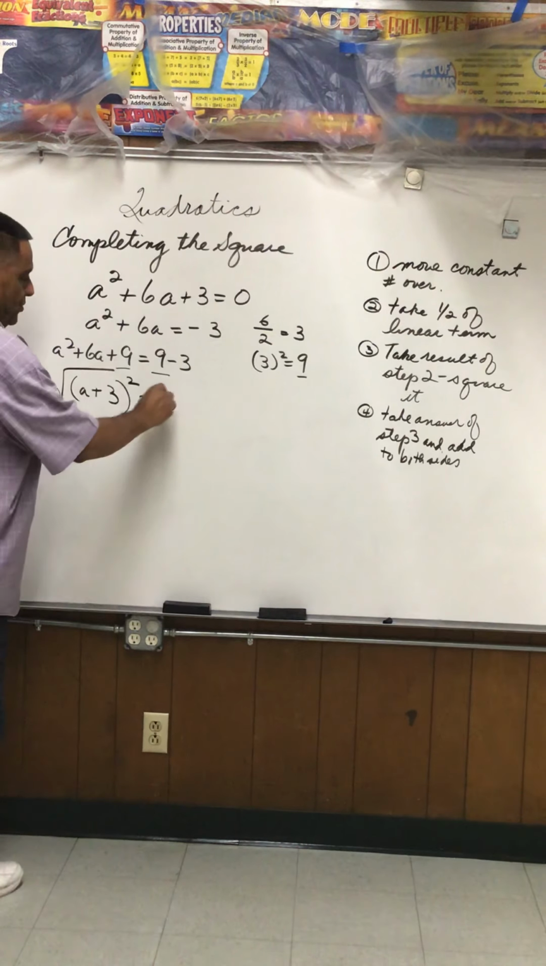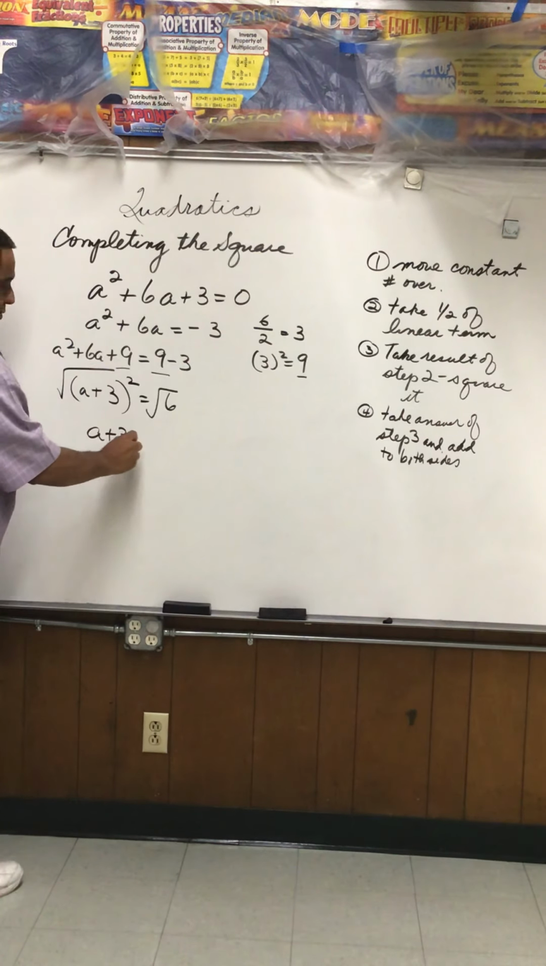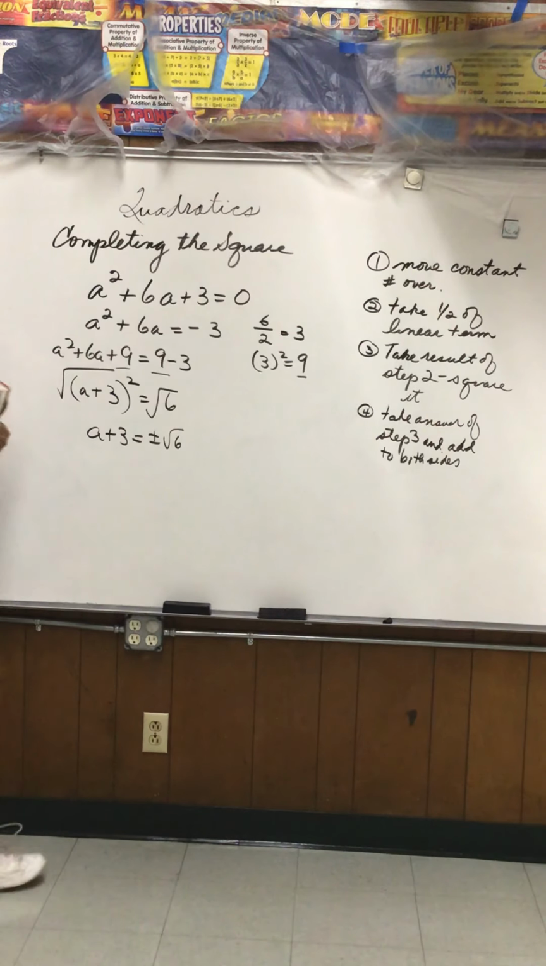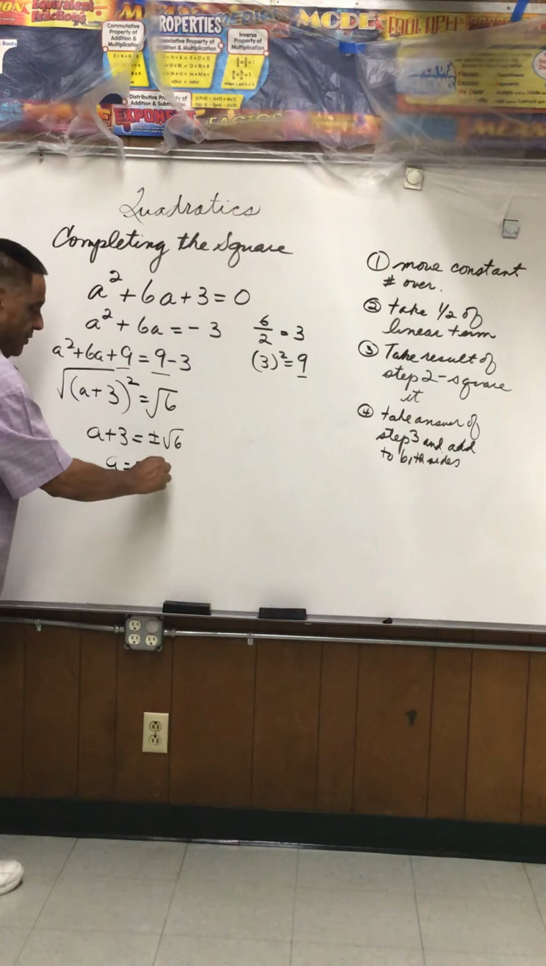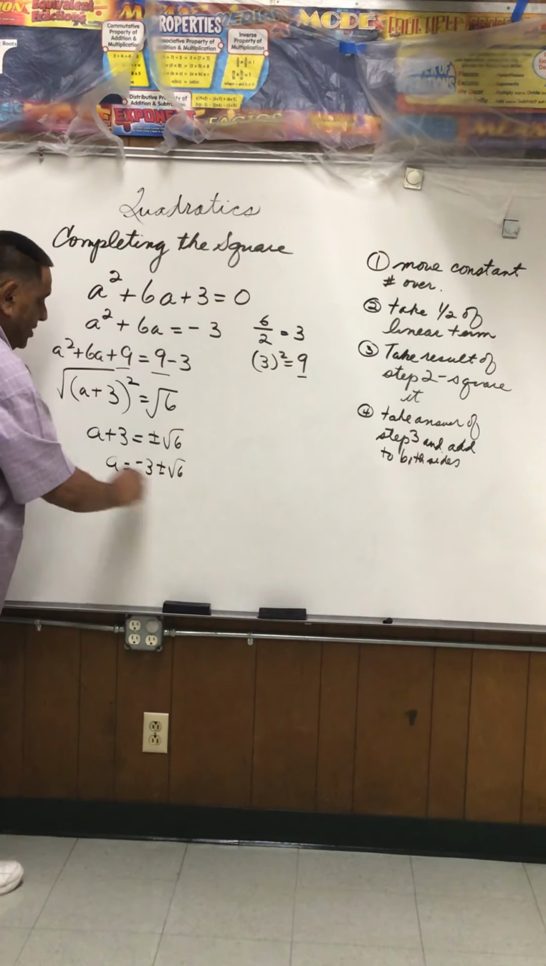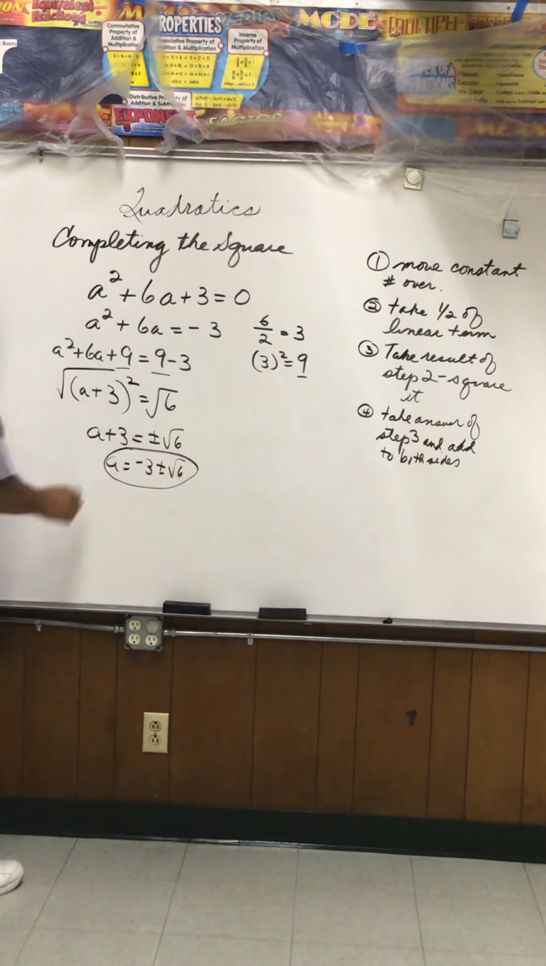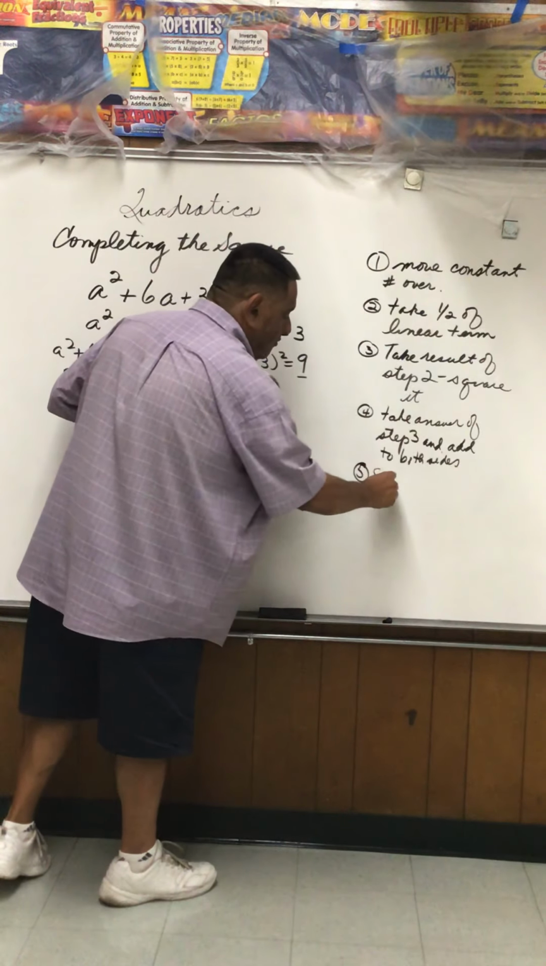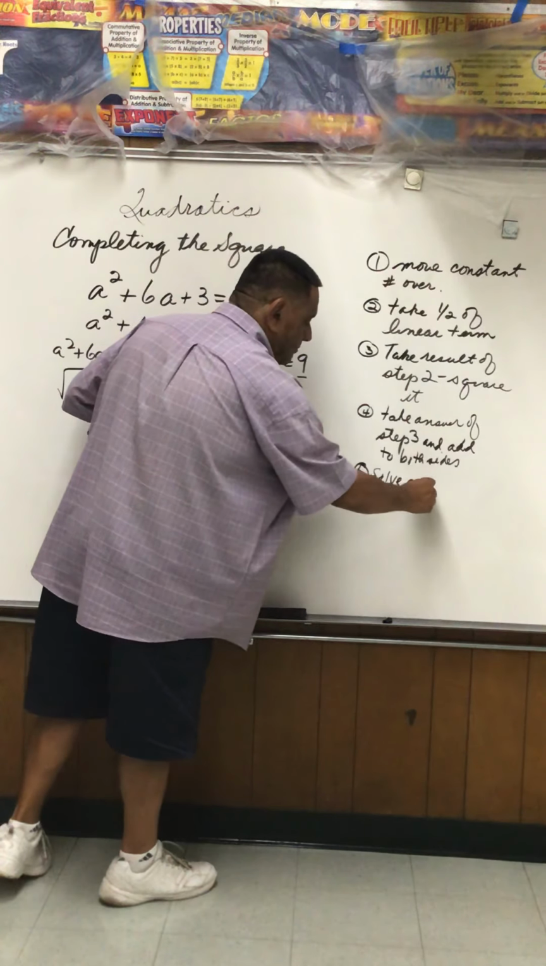Okay. Take the square root of both sides. a plus 3 is equal to plus or minus radical 6. Now we can't simplify radical 6, so therefore we move the 3 over. So a is equal to -3 plus or minus radical 6, and that is our answer. There's nothing else we can do with that. All right? So after you take, on step 4, after you take that, then on step 5, you're going to solve the quadratic.